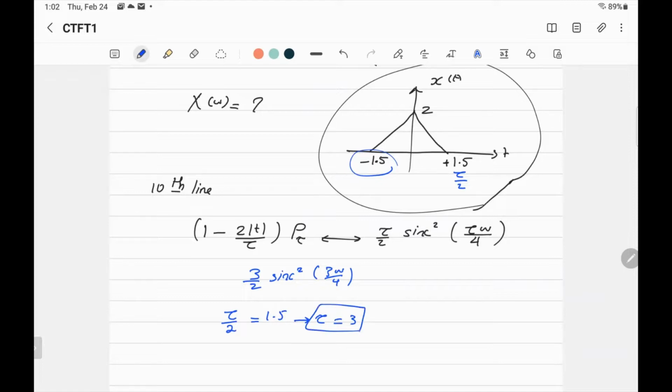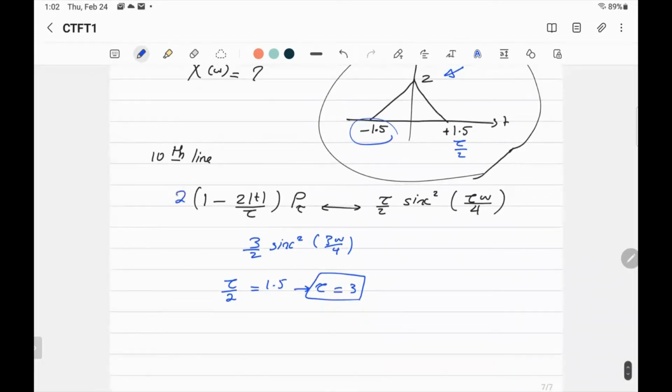So remember, triangular pulse, its amplitude is equal to 1. Here the amplitude is equal to 2. So what you do, if you multiply by 2 here, you multiply by 2 here, because you have amplitude equal to 2. So X of omega will be equal to 2 times tau over 2, I replace tau by 3, sinc square of tau omega over 4, which is 3 omega over 4. Cancel. So the answer is 3 sinc square of 3 omega over 4.